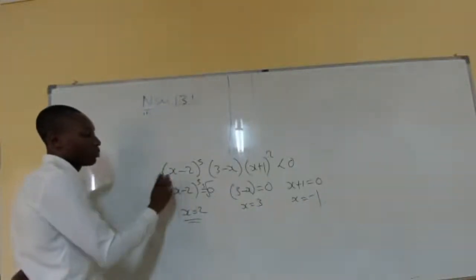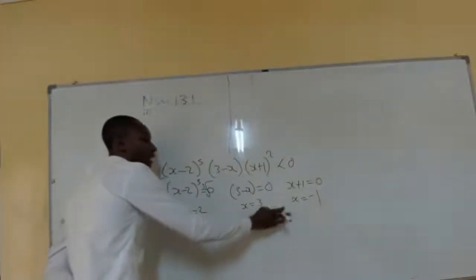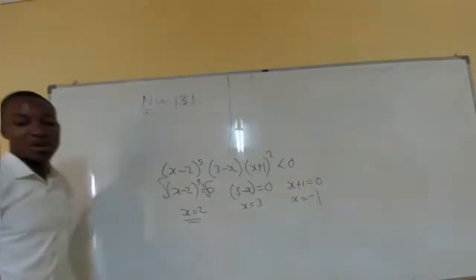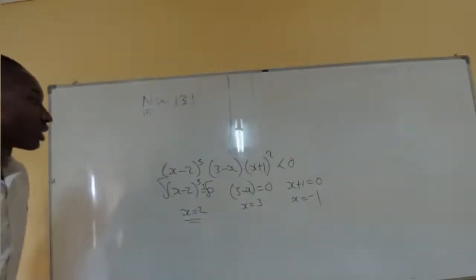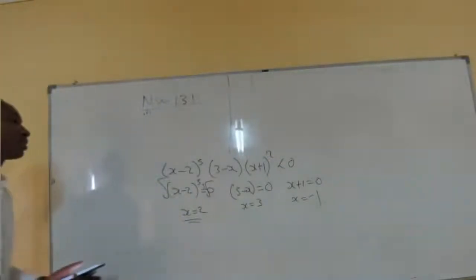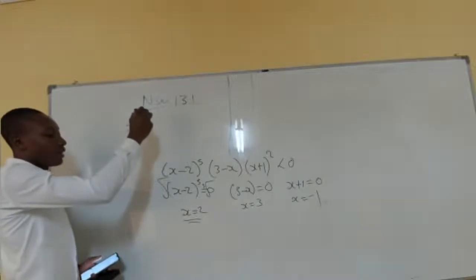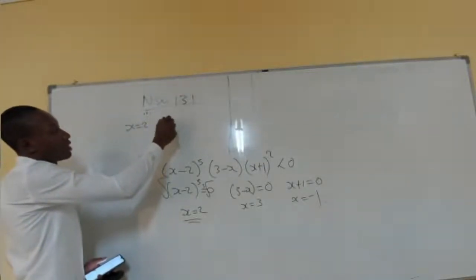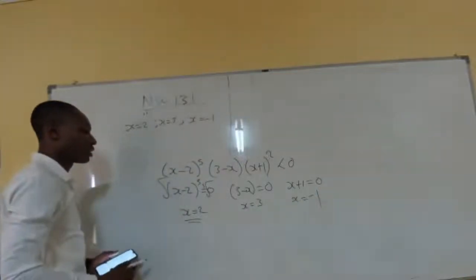And now, if you put 2 here, yes, there are all these values: 2, 3, and negative 1 make this inequality 0, alright? So that is what we have. So can we erase this part? Let me put my values there so that we can make reference to them. So x is 2, x is 3, and x is negative 1, right?